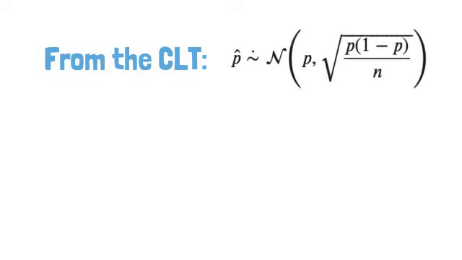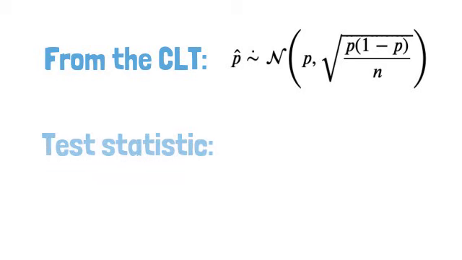In a previous video, we introduced a handy statistical result called the central limit theorem. In particular, if we have at least 10 successes and failures in each group, we can apply it for proportions and conclude that the sampling distribution of the sample proportion will be approximately normal, with a mean equal to the population proportion P and a standard deviation of square root P times 1 minus P over N.